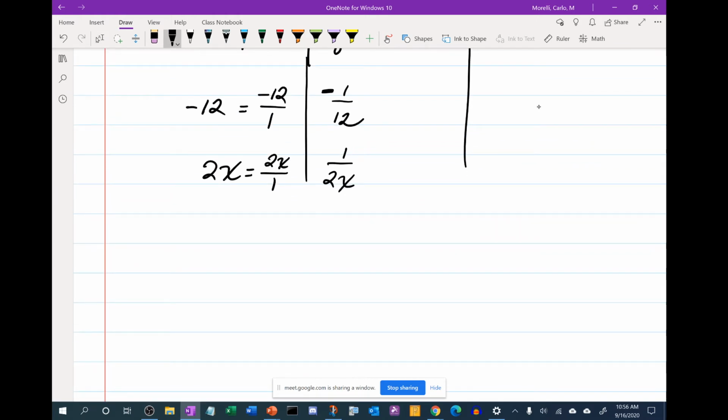Now I want to do something called absurd. Absurd means I'm going to make something ridiculous. 4x to the 9th power minus 2x squared over 9. What's the reciprocal?